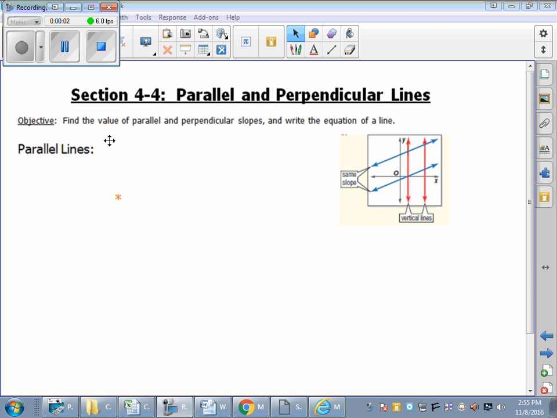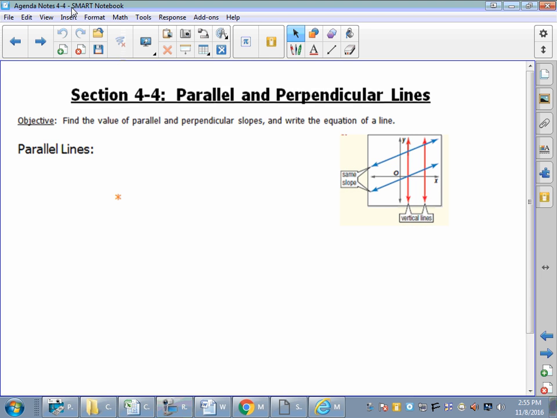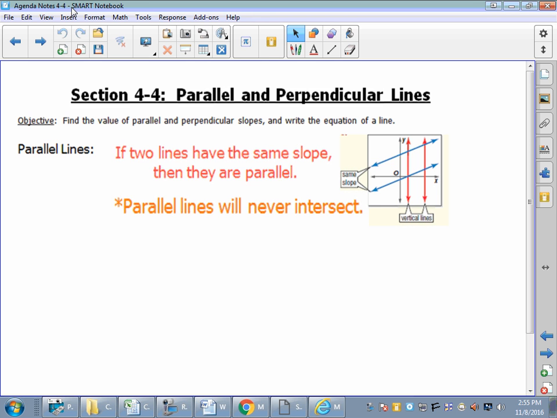Hi, everybody. Let's talk about section 4.4, parallel and perpendicular lines. So hopefully everybody recognizes what parallel means. Parallel means that those guys will never intersect. And here's how you look at them when you know the slope of lines.